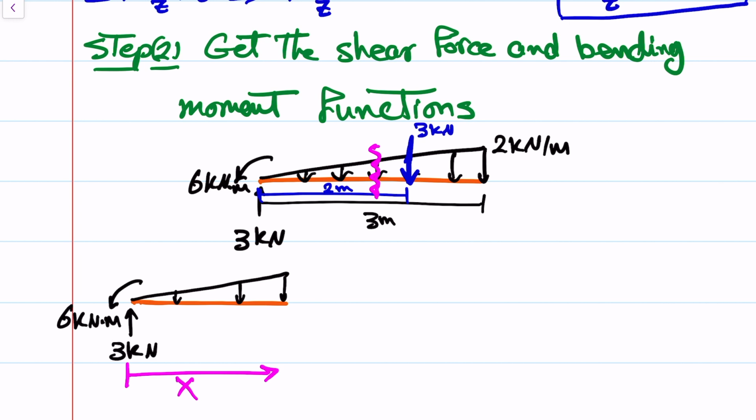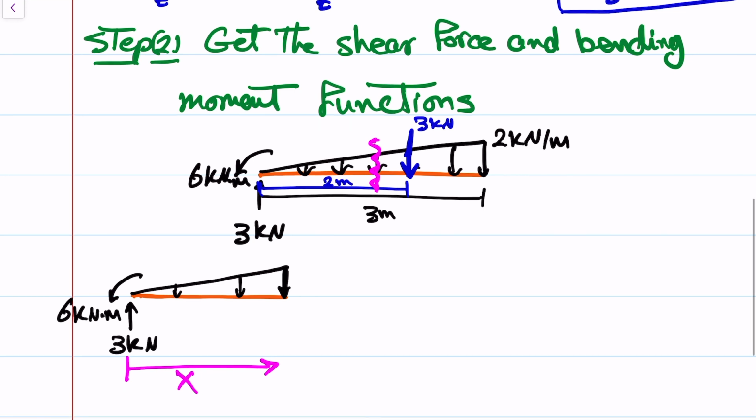These are all the forces we have. But the question is, how much is this height? In the initial problem, we have 2 kilonewton per meter, and this is at x equals 3 meter. In this case, we want to know how much is this for any value of x.